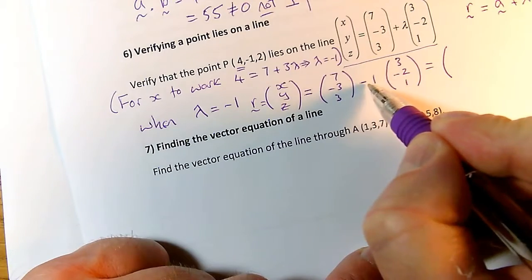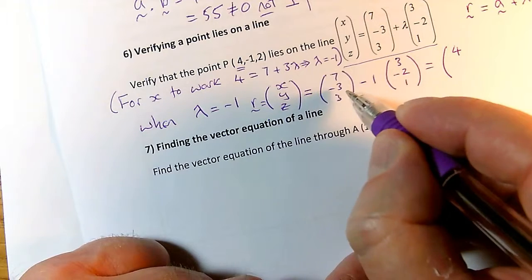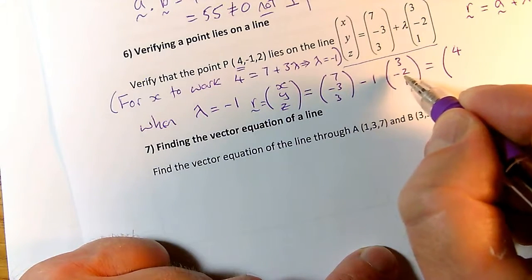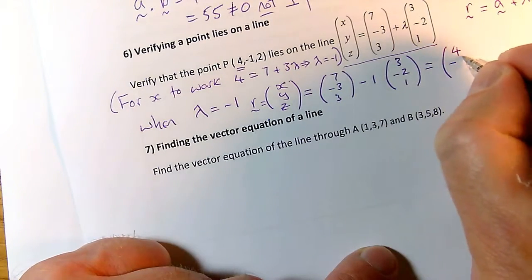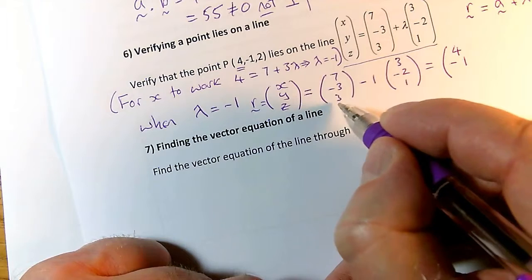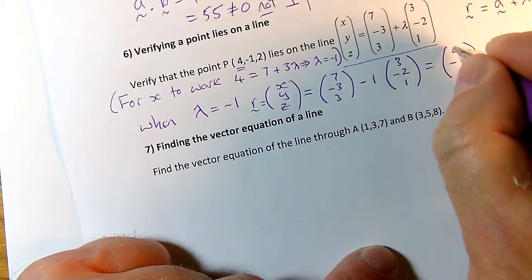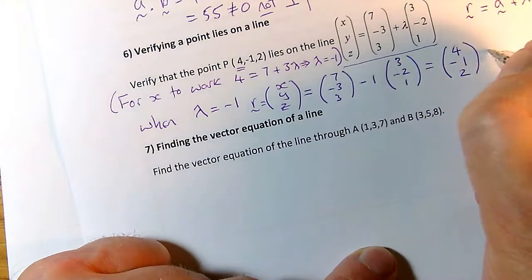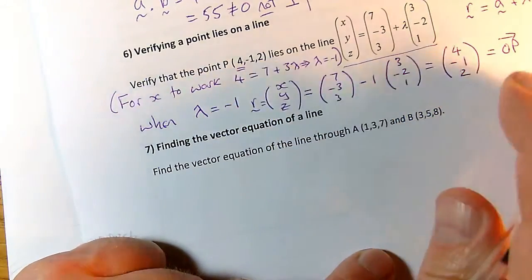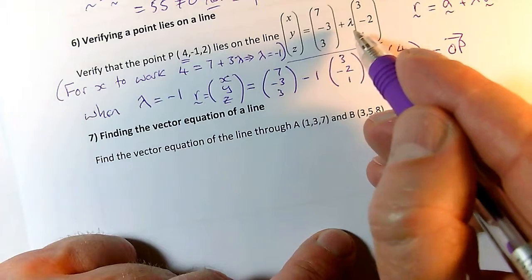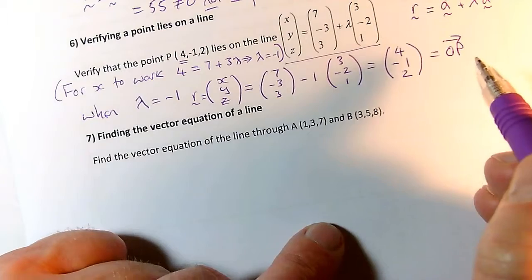So 7 take away 1 times 3 is 4. Well, that was always going to work because I made that happen. Now, 3 take away 1 times minus 2. Well, minus 1 times minus 2 is plus 2. Minus 3 plus 1 is minus 1. Okay? And for the last one, I've got 3 take away 1 times 1 is 1. So 3 take away 1 is 2. So the vector I've got is 4, minus 1, 2. But that is exactly the vector OP. It has to be. Okay, I've generated the position vector of this point by choosing a suitable value of lambda here. So the value of lambda that made the x work out also made y and z work out.